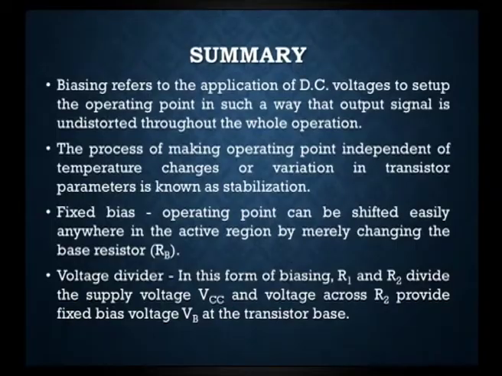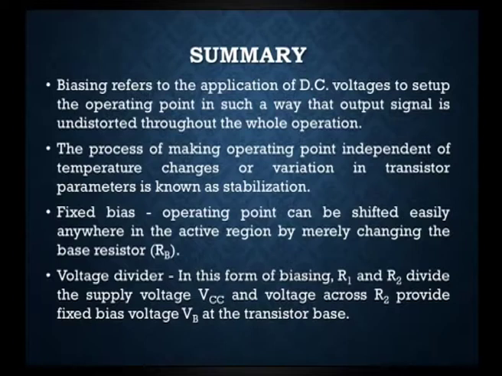And the two types of biasing scheme that we studied: one is fixed bias, or base resistor bias, and the other is voltage divider. In the fixed bias or base resistor bias scheme, the base resistor value helps in changing the Q point, so the operating point can be easily changed by choosing the base resistor value. In voltage divider, R1 and R2 divide the supply voltage, so the supply voltage is divided between R1 and R2. That is why it is called the voltage divider bias circuit.